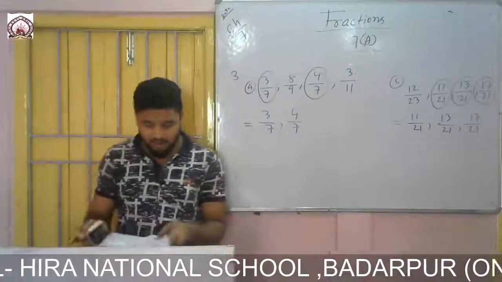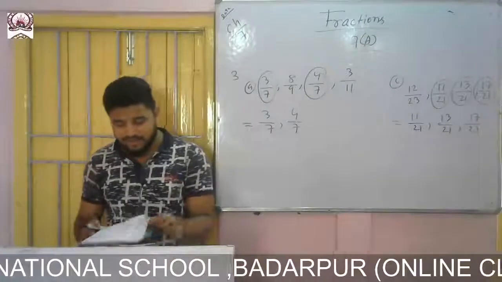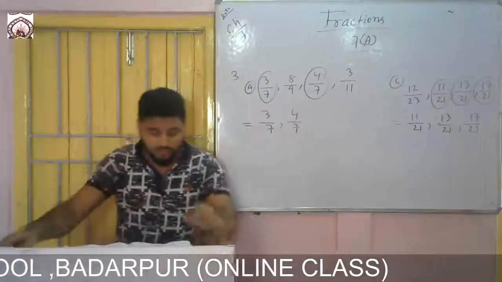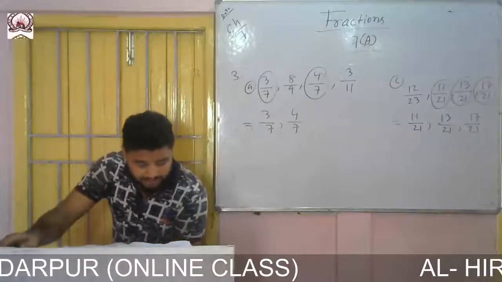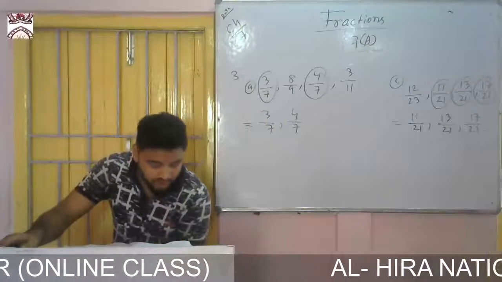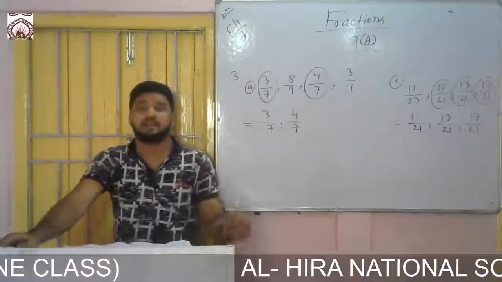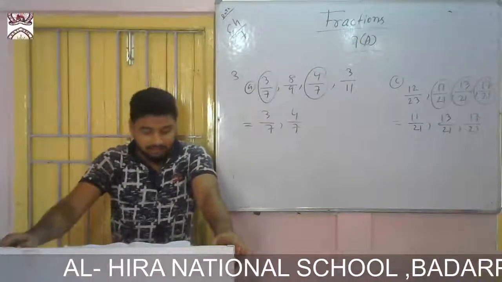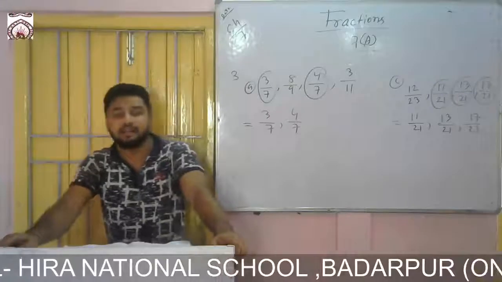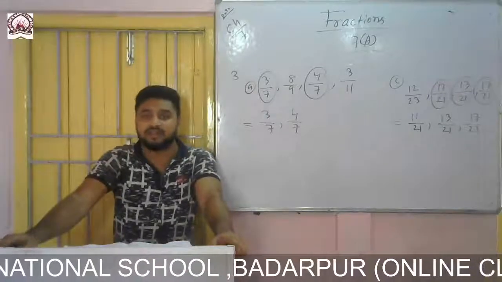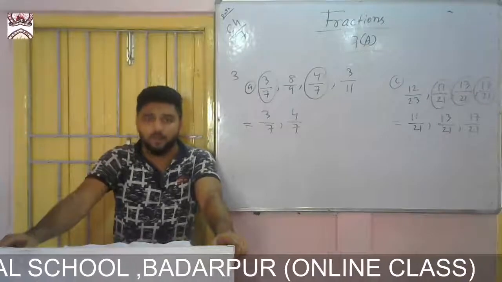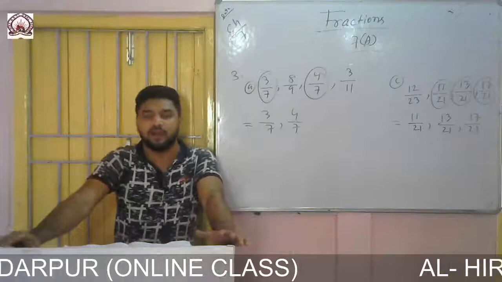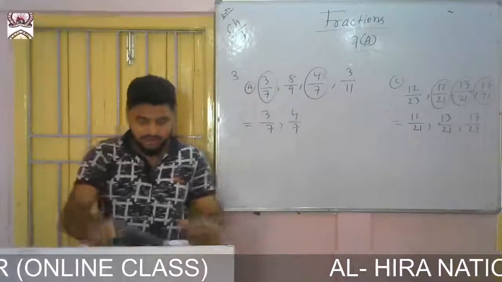So now come to question number 4. Question number 4, what is there? Choose the proper and the improper fraction and fill in. I have already said that if the denominator is greater than the numerator, then it is proper. And if the denominator is less than the numerator, then it is improper. Okay, so check.